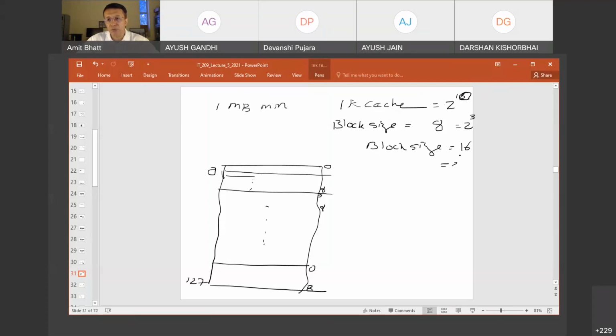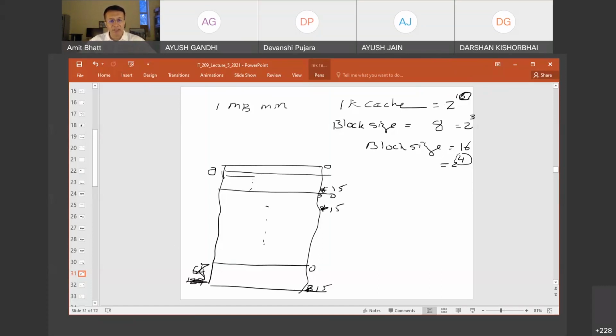16 words is 2 raised to 4. So that means I'll require 4 bits. So then what would happen is that instead of 128, I will just have 64. I'm sorry, 63, right? So total 64 blocks, and this will be 0, and this is 15. This is 0, and this is 15. This is 0, and this is 15. So now my number of blocks has reduced.